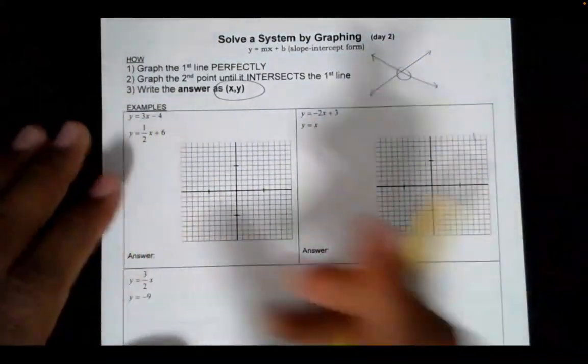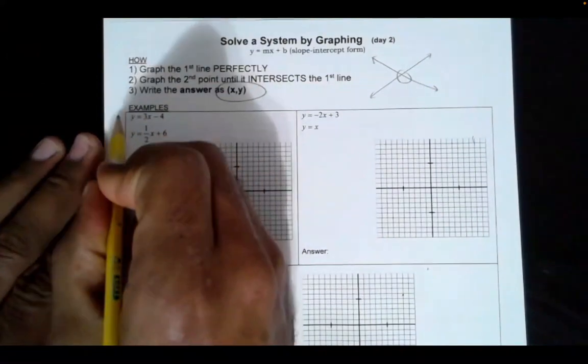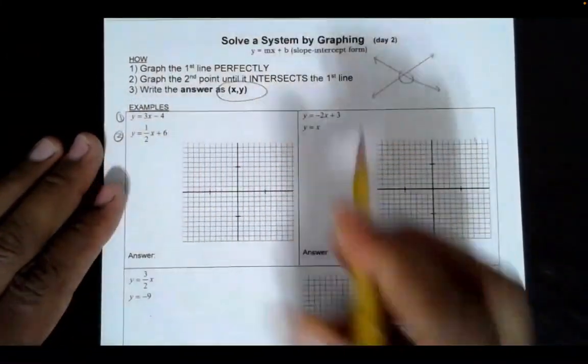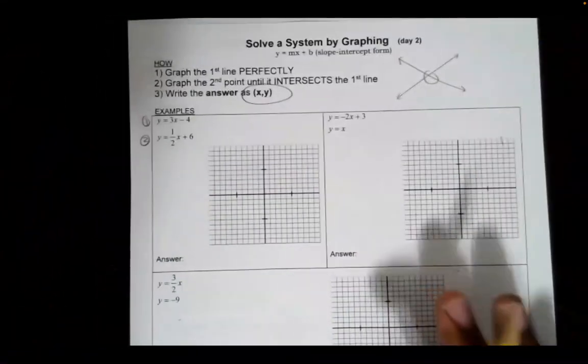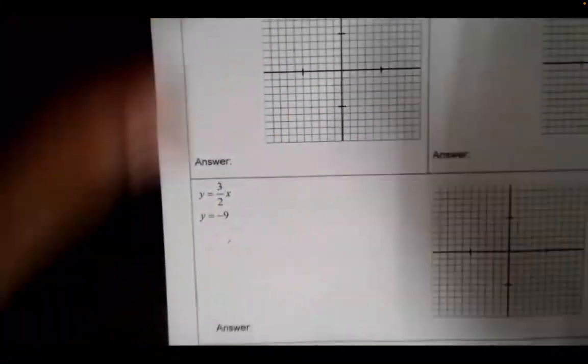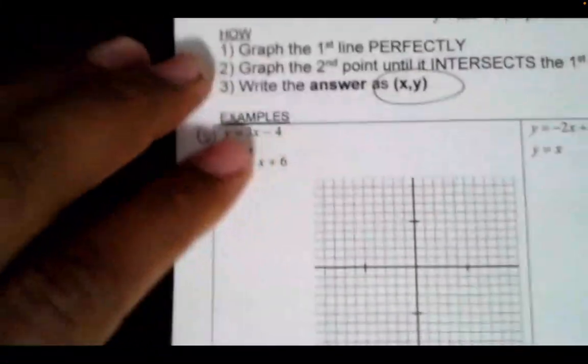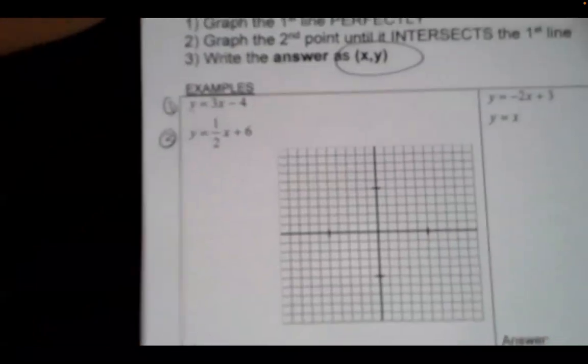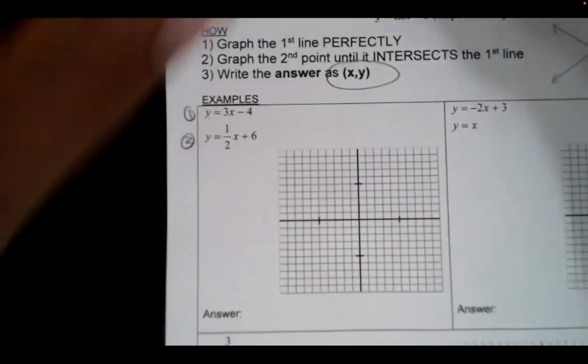So remember, you've got 2 equations. We'll call this equation 1 and we'll call this equation 2. And what we're going to do is graph each of those together on the same graph. Let me zoom in on this for you guys, and then come up with an answer here.